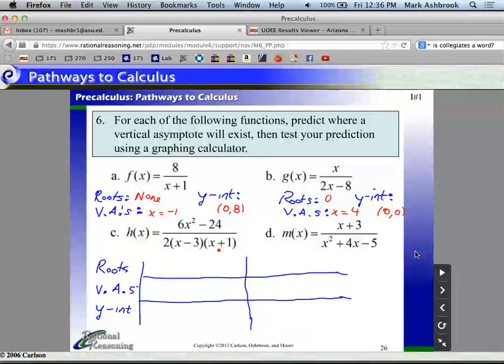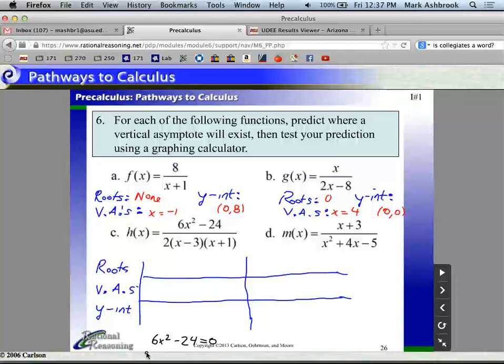So to get the roots, where am I looking here for part C? What do I look at to get the roots? How am I going to handle that? Okay, keep going.